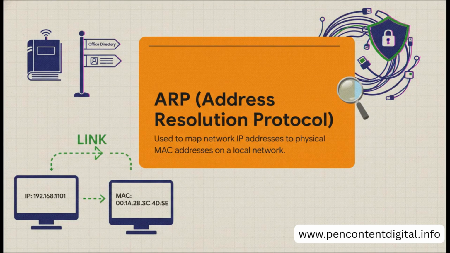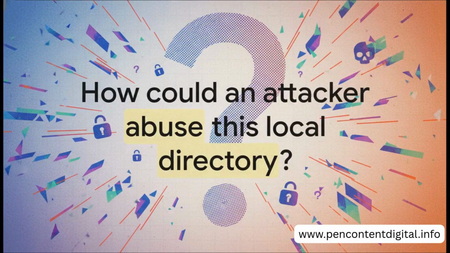So if DNS is the internet's phone book, ARP is more like the local office directory. It works inside our university lab network, and its job is to connect a device's digital IP address to its physical hardware address, known as a MAC address. On the surface, this just sounds like a simple, helpful directory, right? Harmless. But how could an attacker twist this system for their own gain? How could they weaponize this little office directory?